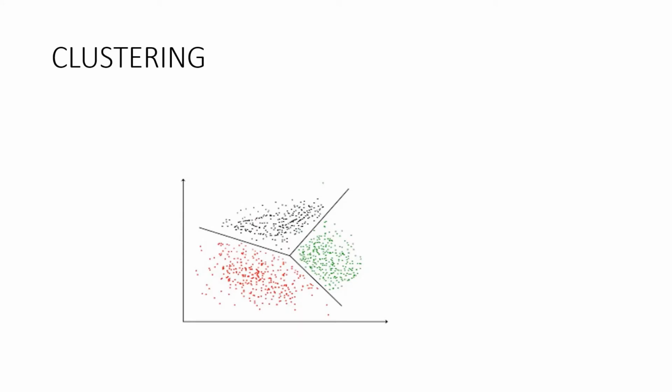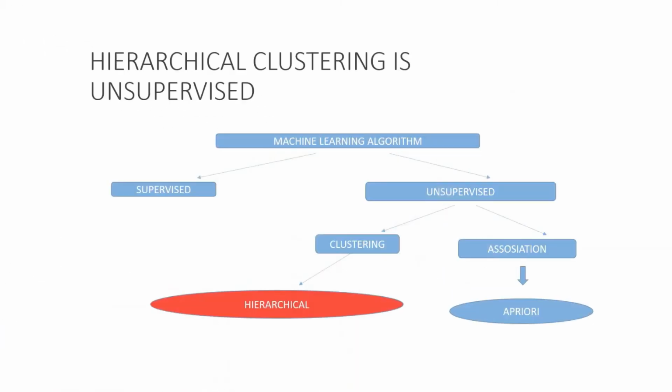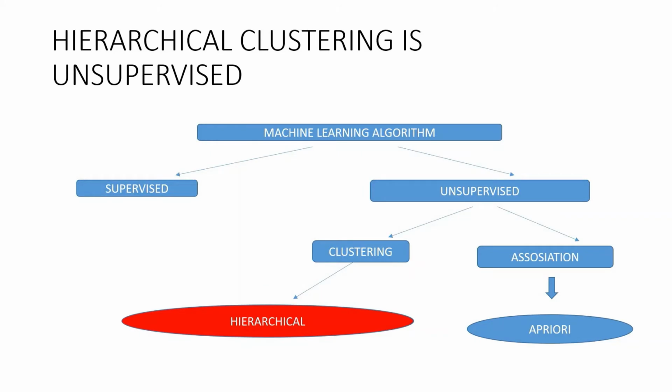Partitional clustering methods are used to classify observations within a data set into multiple groups based on their similarity. K-means clustering is an example. Hierarchical clustering is a type of unsupervised machine learning algorithm used to cluster unlabeled data points.